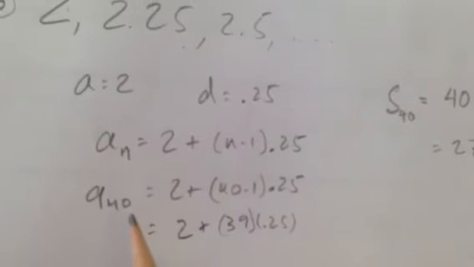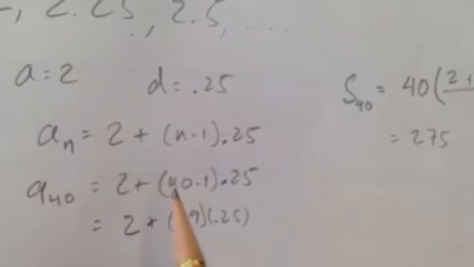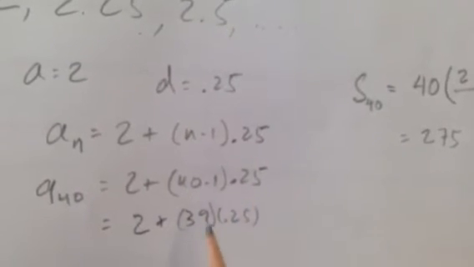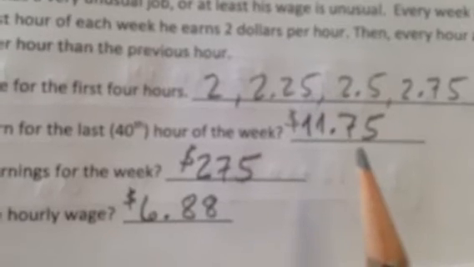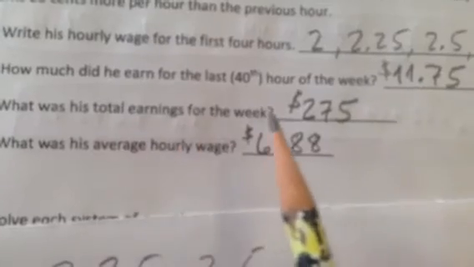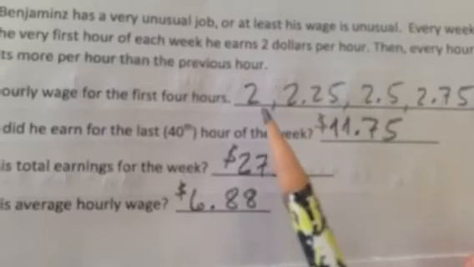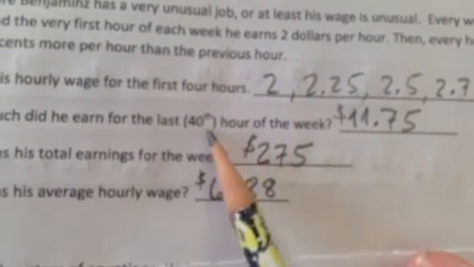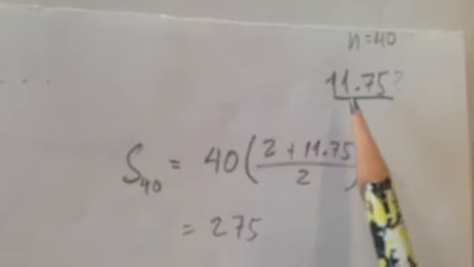If I want to find out what the 40th term is, A sub 40, that's my initial, plus 40 minus 1 times 0.25, and I work all of that out, and I get $11.75 per hour for my last hour. Now, the sum of his total wages for the week, that's an arithmetic sum. Since I know the last term and the first term, and I know how many terms there are, there's 40, I can use this formula here very nicely for that. Okay? Oh, there's my 40th hourly wage, $11.75.